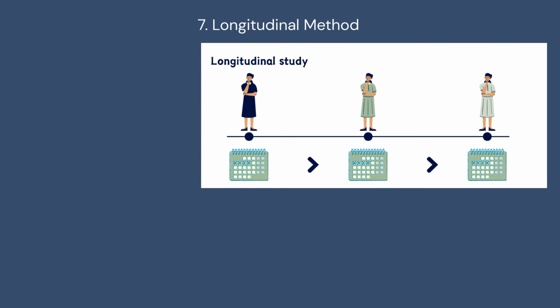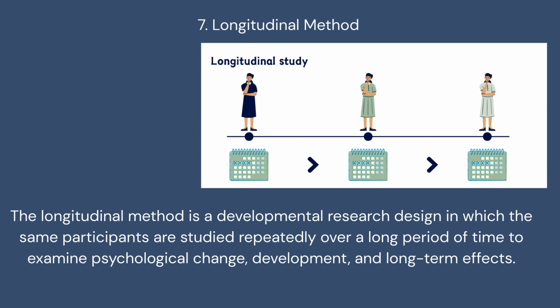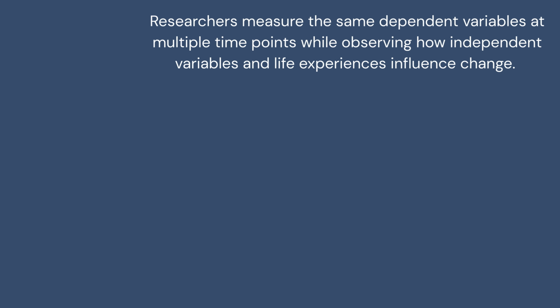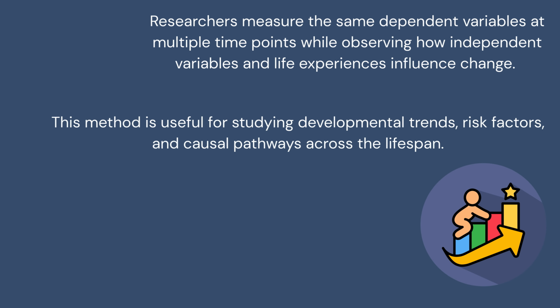7. Longitudinal method. The longitudinal method is a developmental research design in which the same participants are studied repeatedly over a long period of time to examine psychological change, development, and long-term effects. Researchers measure the same dependent variables at multiple time points while observing how independent variables and life experiences influence change. This method is useful for studying developmental trends, risk factors, and causal pathways across the lifespan.